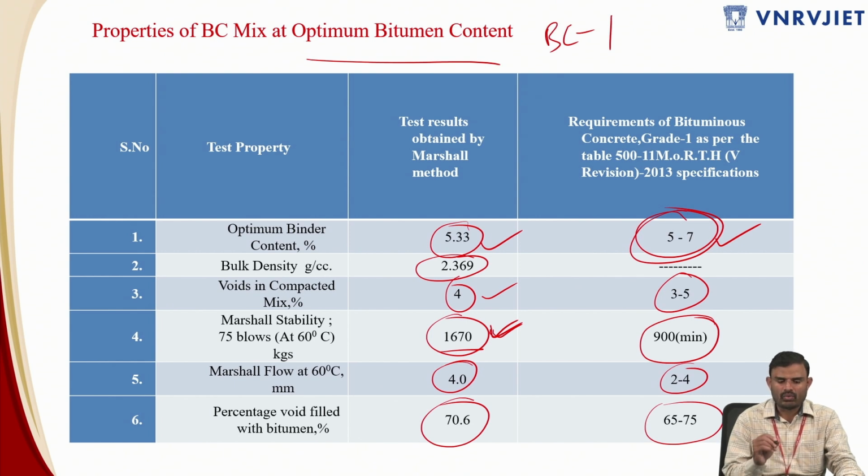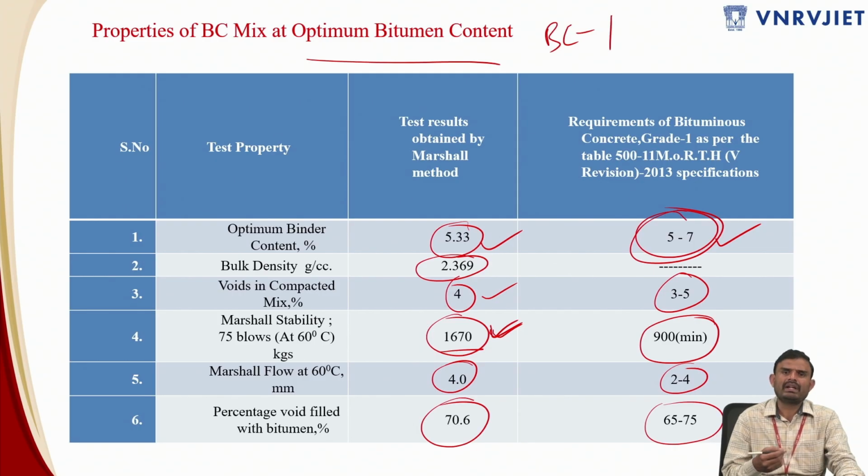Now whatever the aggregate you have taken, whatever the bitumen content you have taken, what is the source of bitumen you have taken, what is the grade of bitumen you have taken, everything will satisfy, and that itself you can establish as a job mix formula. If any of them is not being fulfilled, then you have to change the gradation of the aggregate or the source of the aggregate, or else you have to change the grade of the bitumen, or else you have to change the source of the bitumen.